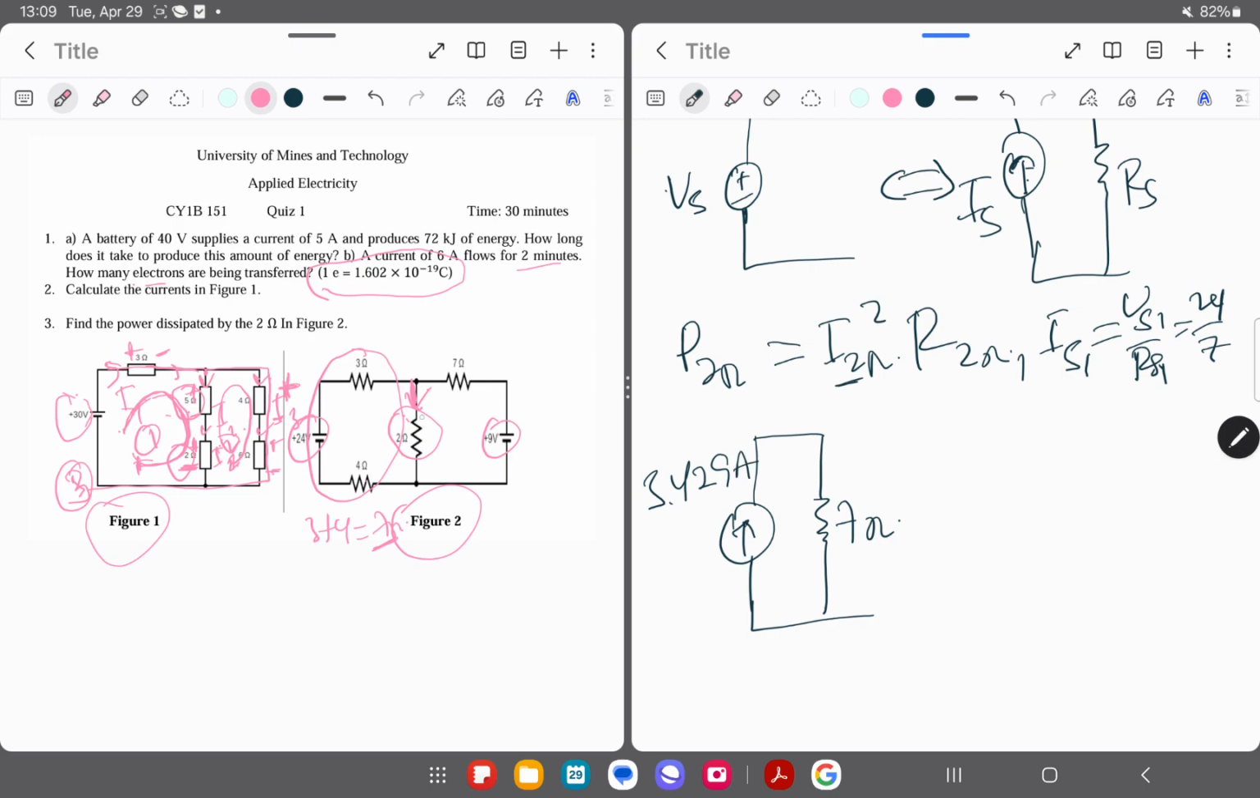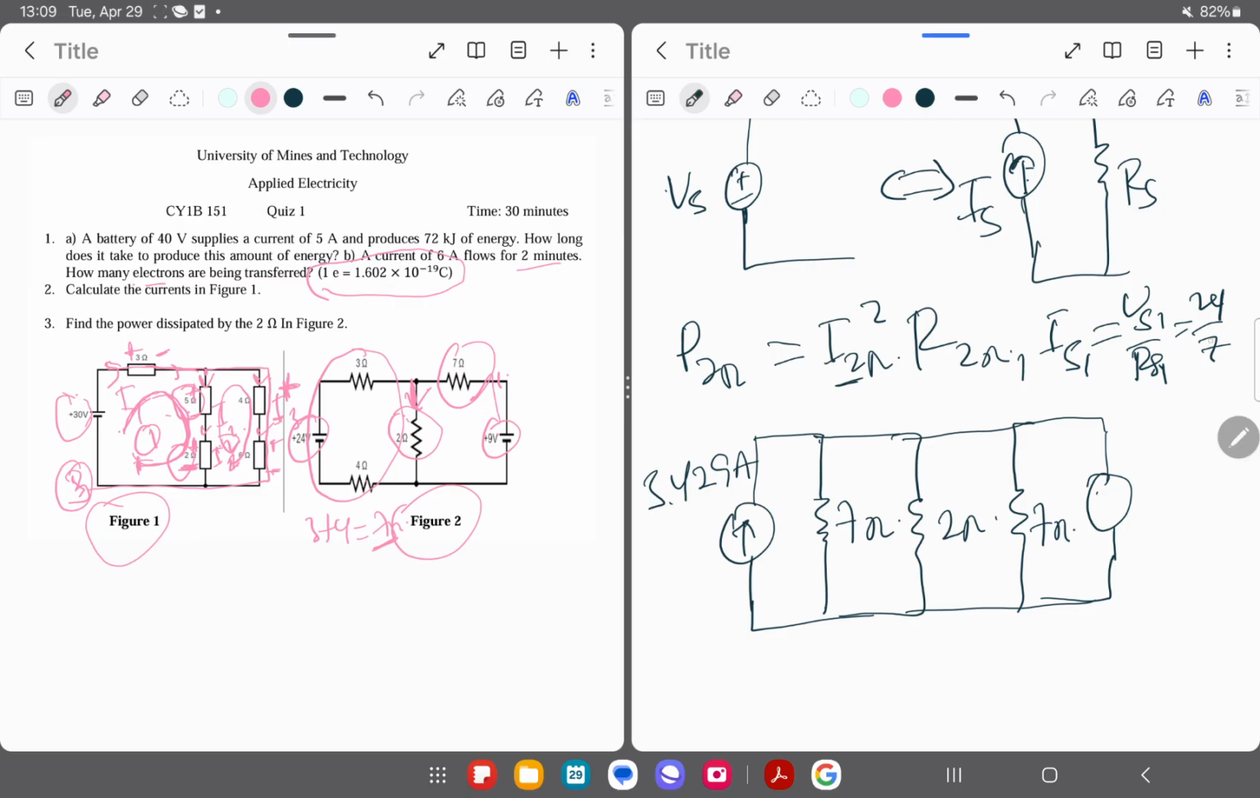Now after this, I'll bring the 2 ohms. That one is not being changed at all. So you can see this part has the same scenario compared to the first one. So that part is going to be transformed. I'm going to have my current here, then it's going to be in parallel again with the 7 ohms here. Then you connect this.